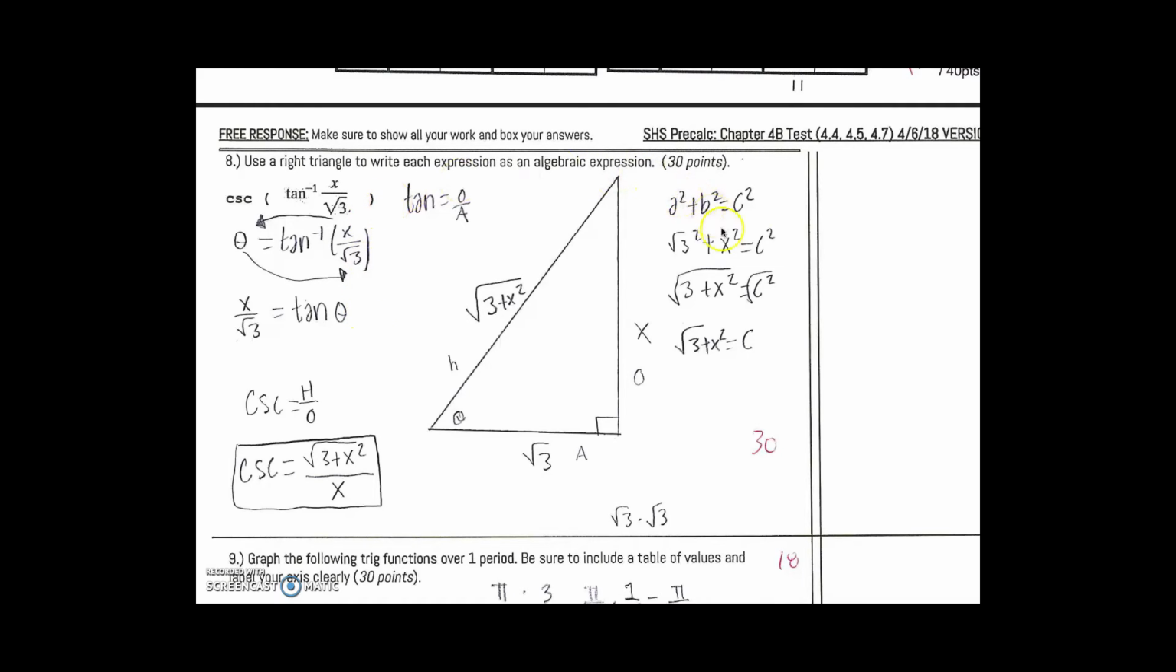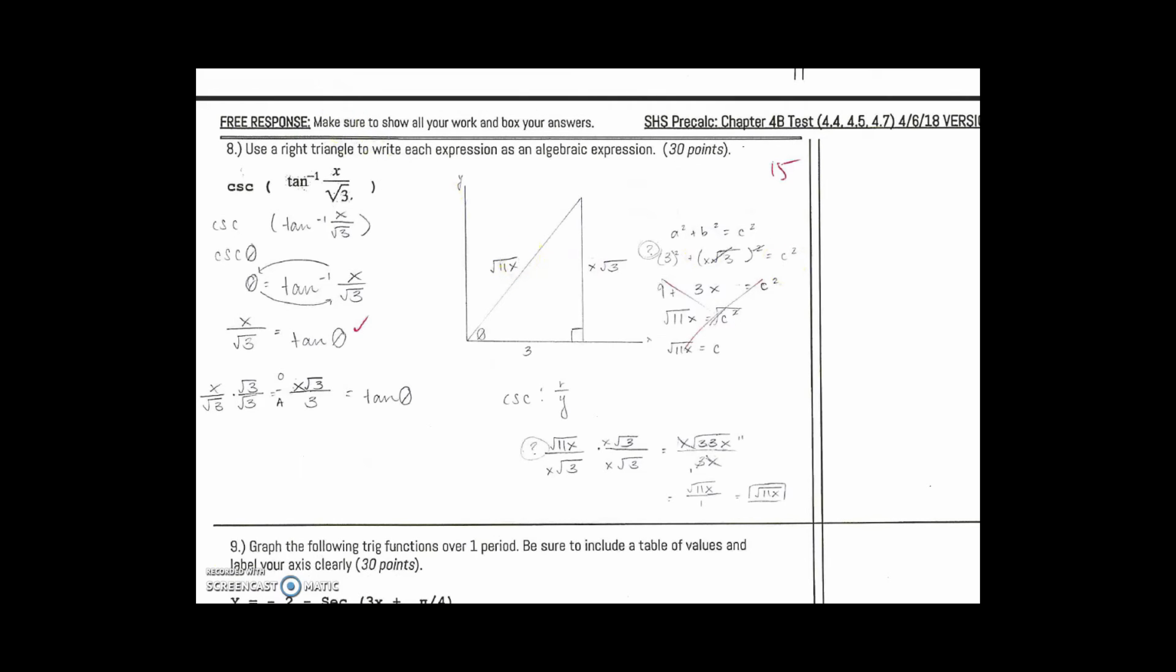Here's an example of a full credit problem. Notice how here they switch the a's and b's to mine, which is totally fine. Here, order does not matter. Square root of 3 plus x squared is the same thing as square root of x squared plus 3. Here's a problem where, oh, I can stay there.